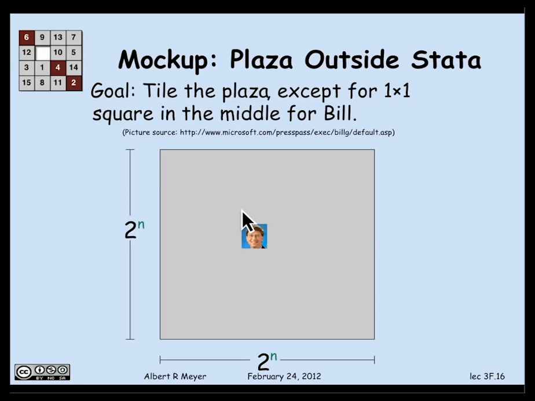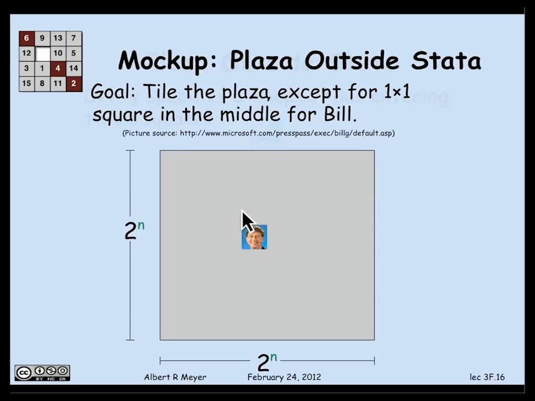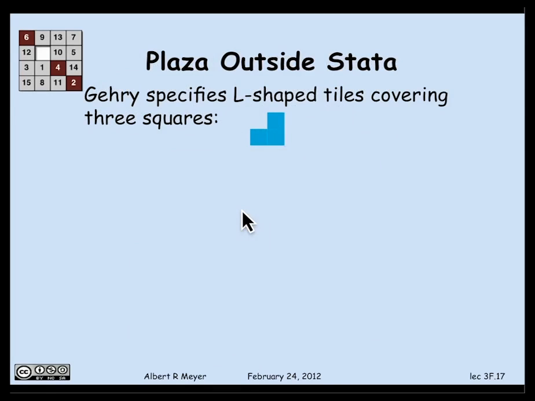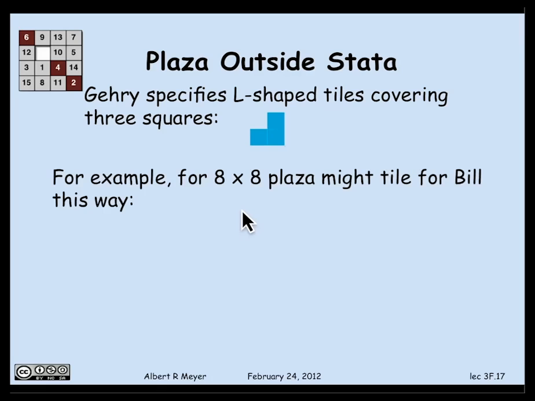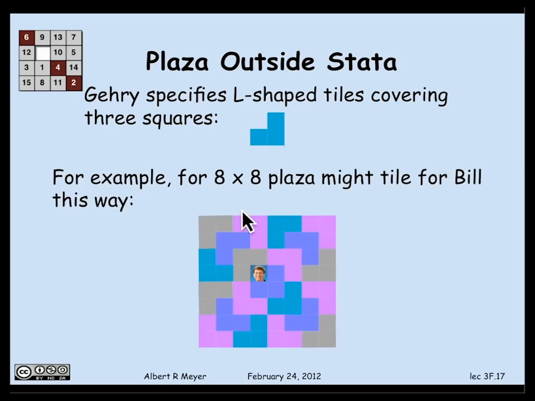So the puzzle then was put forward by the architect Frank Gehry, who many regard as, after Frank Lloyd Wright, the greatest architect of the 20th century. Gehry specified for aesthetic reasons that he wanted the square to be tiled with L-shaped tiles that were made out of 3-unit squares. He thought that that would give a pretty design. It actually does. So here's an example of tiling the n equals 3 case, 2 to the 3 equals 8 by 8 plaza with Bill in the middle.